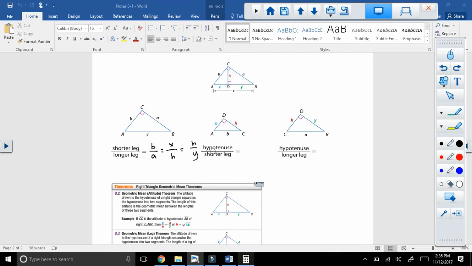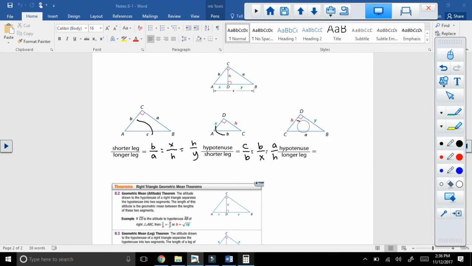For this next one, it wants me to give the hypotenuse to the short leg. So again, I'm just going to fill that in. So the hypotenuse to the short leg will be C over B. The hypotenuse to the short leg will be B over X. And then here, the hypotenuse to the short leg will be A over H. So just going through and doing that.